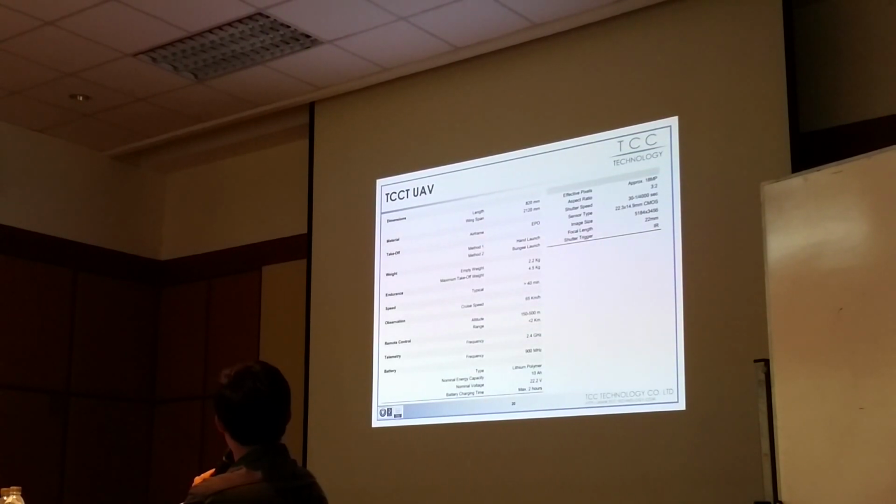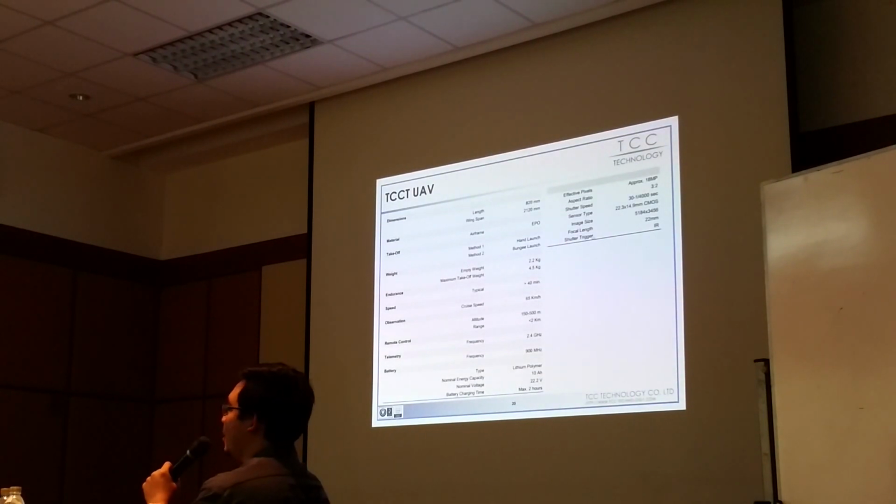And this is the frequency that we use for remote control and telemetry. For remote control, we use the normal Wi-Fi frequency, which is 2.4 gigahertz. And for the telemetry that we use to communicate with the UAV, we use 900 megahertz, which is also the frequency of the cell phone, right?